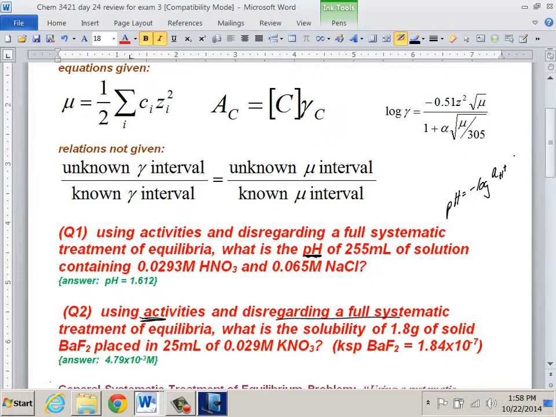What did you say? For the activity, it'll be negative log of, okay, there's my hydrogen ion concentration. But I have to multiply that times the activity coefficient. What was the symbol for the activity coefficient? That little gamma thing. Yeah. Okay. Now, do you hear what Sabina said? She's told us what this one is.